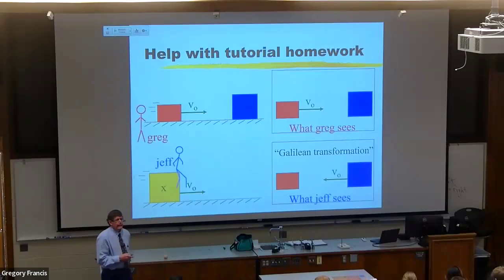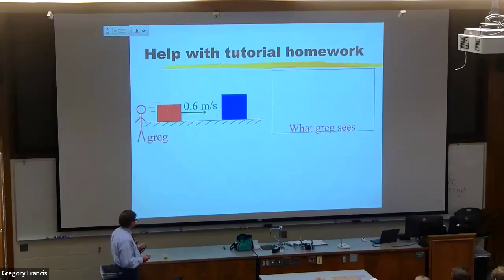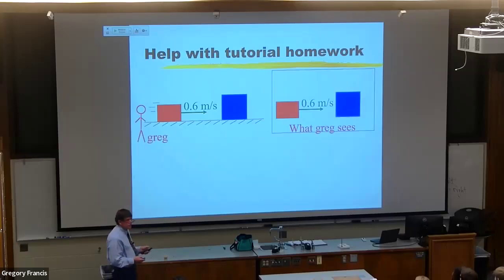Now, in the homework, you're actually given numbers like this. You've got this red block and you're given the mass of the blocks. This red block is going at 0.6 meters per second. The blue block's not moving. And if we look at this from the sidewalk frame, that's exactly what it looks like.